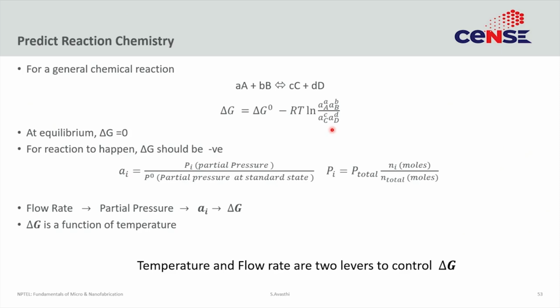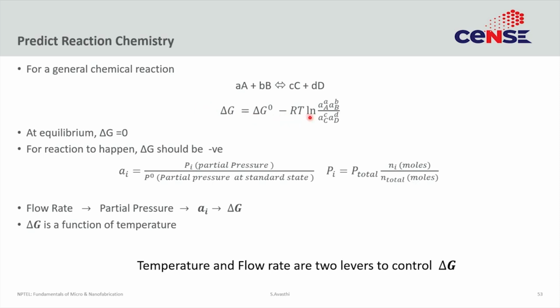So the takeaway message from this slide is the following. Given a certain chemical reaction that must happen, you can calculate its delta G given the partial pressure of the components. The delta G is a function of temperature, right. So delta G here is a function of temperature.